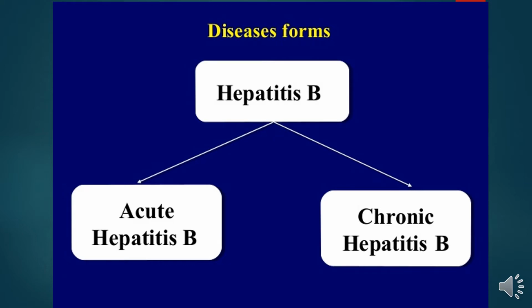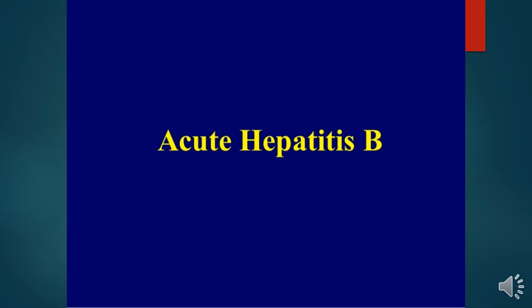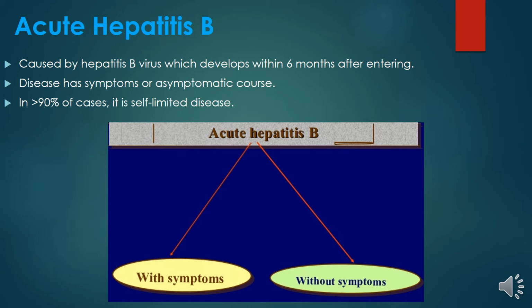The disease forms are acute hepatitis B or chronic hepatitis B. Acute hepatitis B is caused by hepatitis B virus and develops within 6 months after entering the individual. The disease may have symptoms or an asymptomatic course. In more than 90% of cases, it is a self-limited disease.